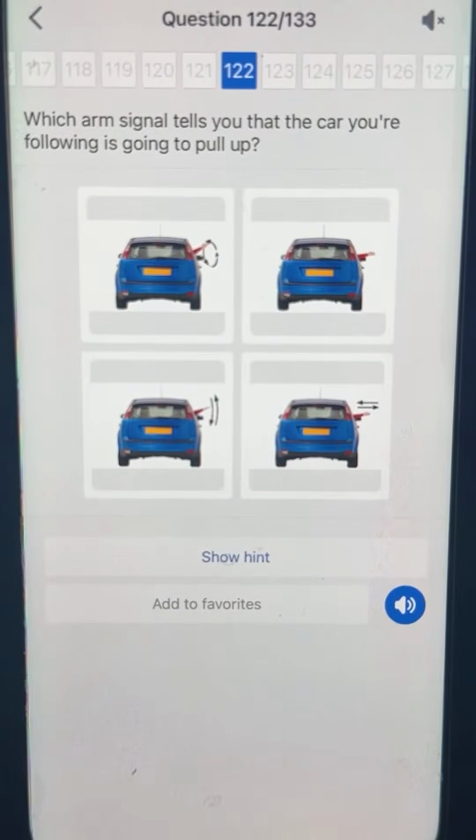Okay, which arm signal tells you that the car you are following is going to pull up? Very easy. Okay, listen to this, we have only 3 arm signals, only 3, yeah?